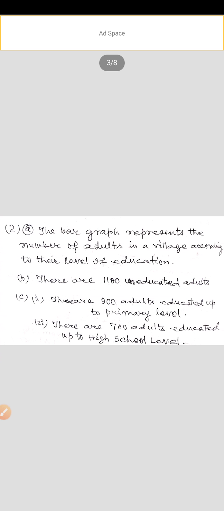Question C, how many adults are educated up to primary level? First question primary level, second question high school level. So look at the second rectangle in the given bar graph, education up to primary school. There are 900 adults educated up to primary level. There are 700 adults educated up to the high school level.